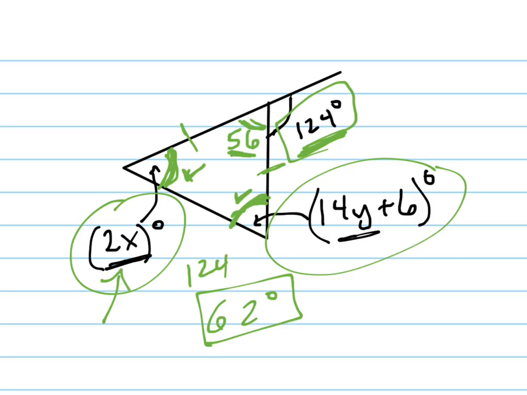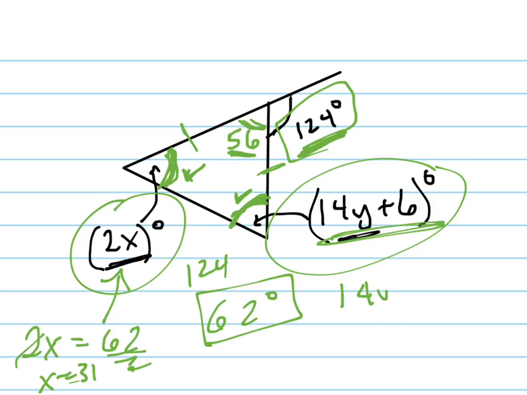So now we can solve for x by setting 2x equal to 62. Well, if 2x equals 62, then what does 1x equal? Divide both sides by 2. This is just an algebra problem. 1x equals 31. That's half of 62. And if this angle also equals 62, then there's our next algebra problem.